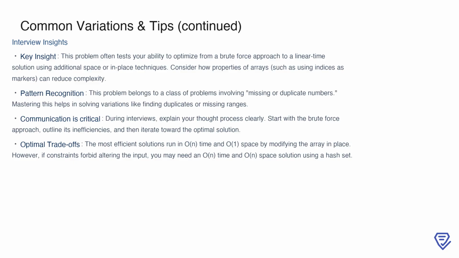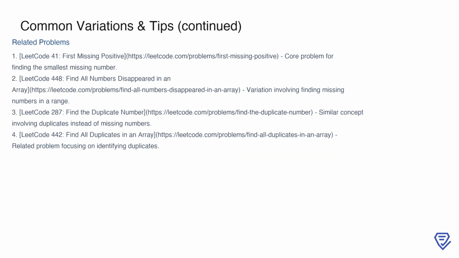Finally, be aware of the trade-offs involved. While the most efficient solutions achieve O(n) time and O(1) space by modifying the array in place, there are cases where constraints prohibit altering the input. In such cases, you may need to opt for an O(n) time and O(n) space solution using a hash set instead. There are also several related problems that build on similar concepts.